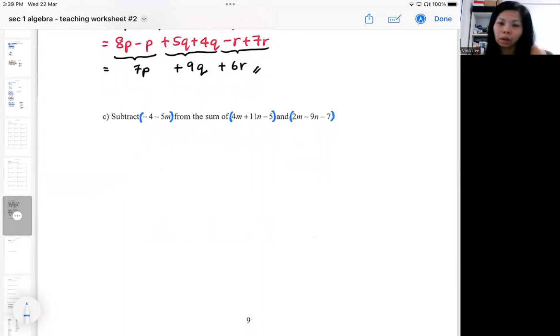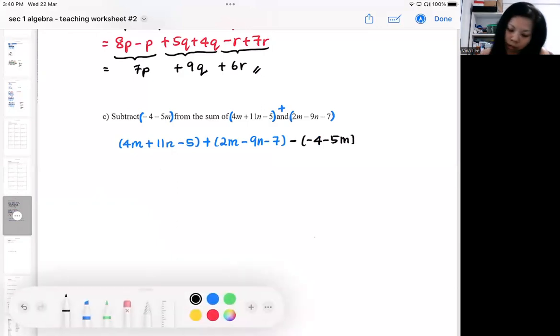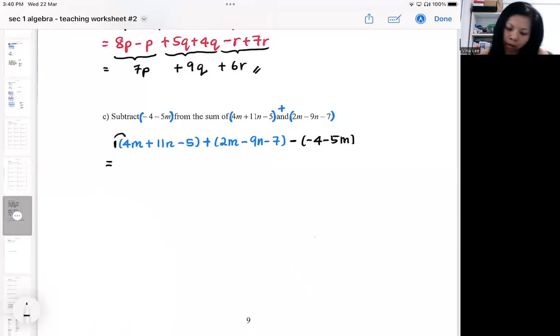In this situation, you can do everything in one statement. You add the two brackets first. After the adding, you subtract that bracket from the sum. It's possible to do it in a single statement: bracket plus bracket first, then I'm going to subtract the other bracket. So, expand out carefully.